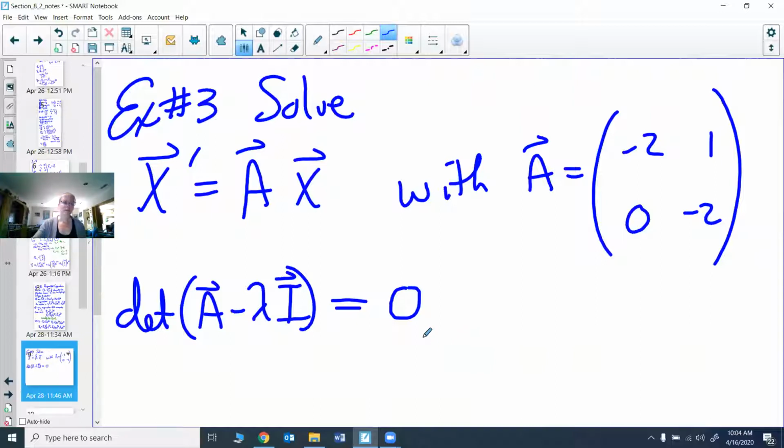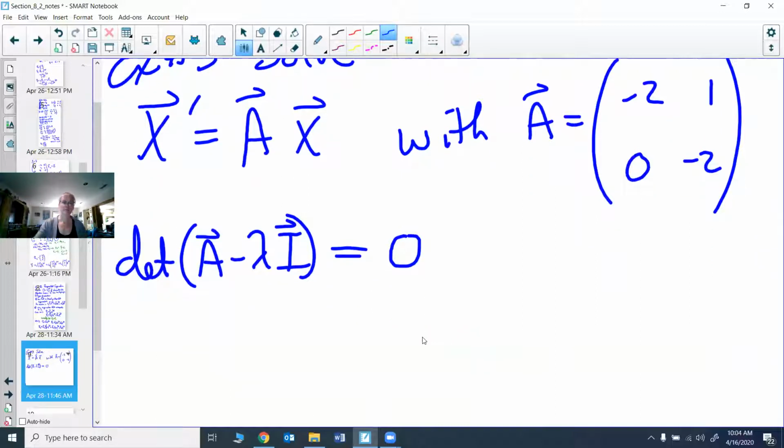And again, we solve that same kind of problem that we did before, where you're going to solve this auxiliary equation. So we're going to take the determinant of this. The first thing is to figure out what A minus lambda I is. Let's write that down because we're going to need that anyway.